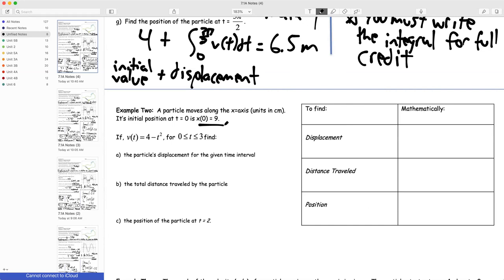All right. If v of t is equal to 4 minus t squared for t between 0 and 3, find A, the particle's displacement for the given time interval. So displacement is the integral from 0 to 3 of v of t dt. So take your calculator and find that. You can put the equation in y equals, or you can put it in your integral. I don't care. It's pretty straightforward on this.